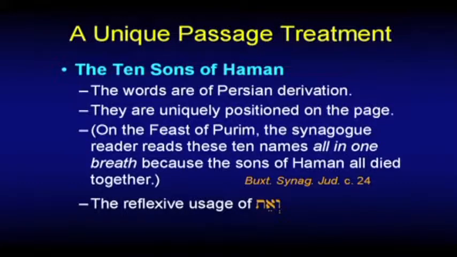There's one last thing that I find absolutely fascinating in the book of Esther. I sort of left it to last. There is a passage in the book of Esther. I know of no other passage in the Bible that is treated this peculiar way. It has to do with the 10 sons of Haman. The names of those 10 sons are of Persian derivation.